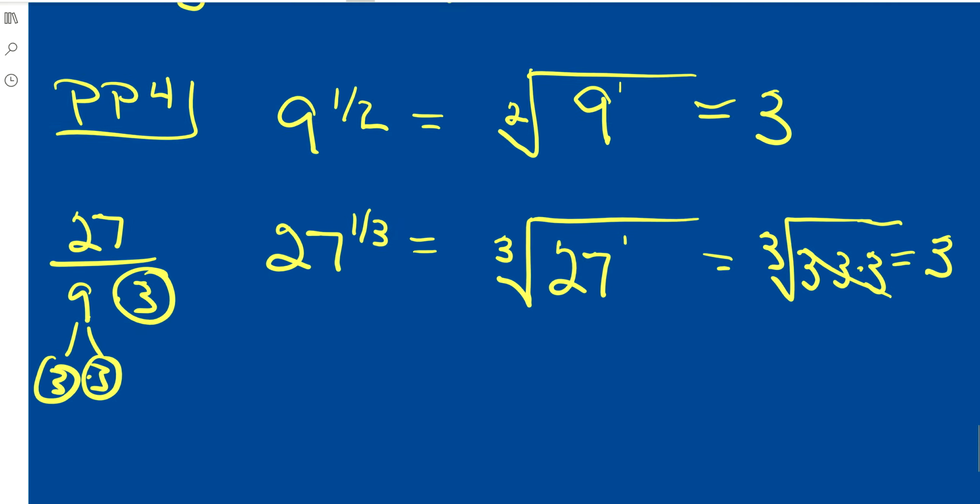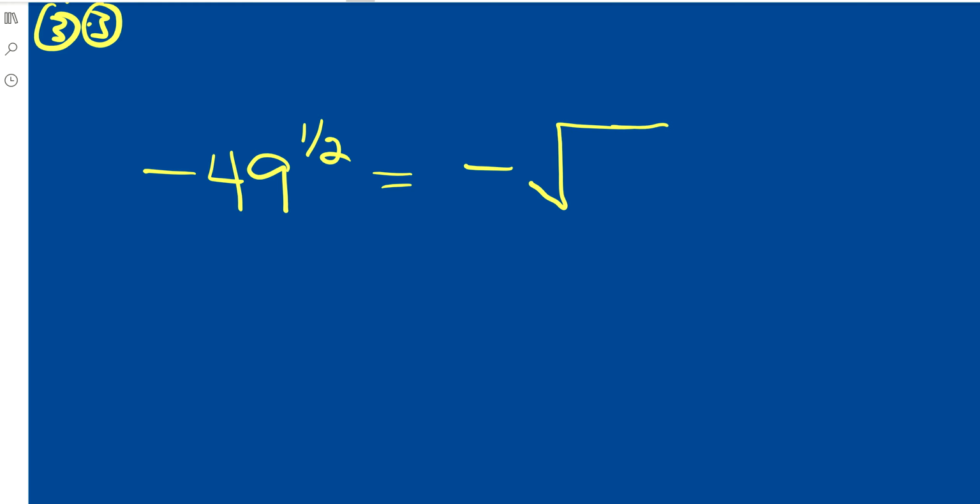Next up, all right, here it is, our next problem. Negative 49 raised to the 1/2. So this is an equivalent expression. It's going to be a negative radical sign. My index number is going to be 2, so I can leave that because it's a square root of 49.